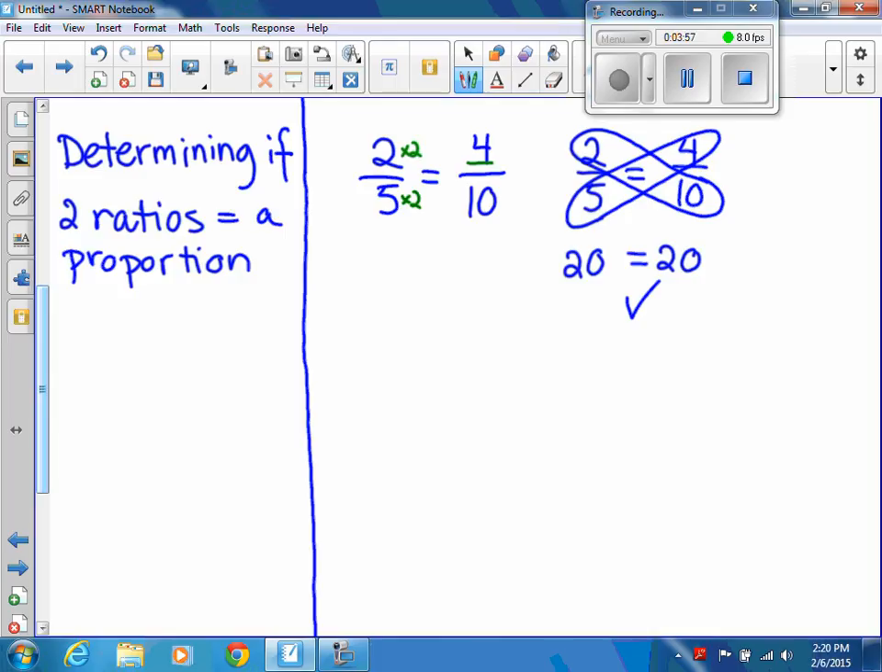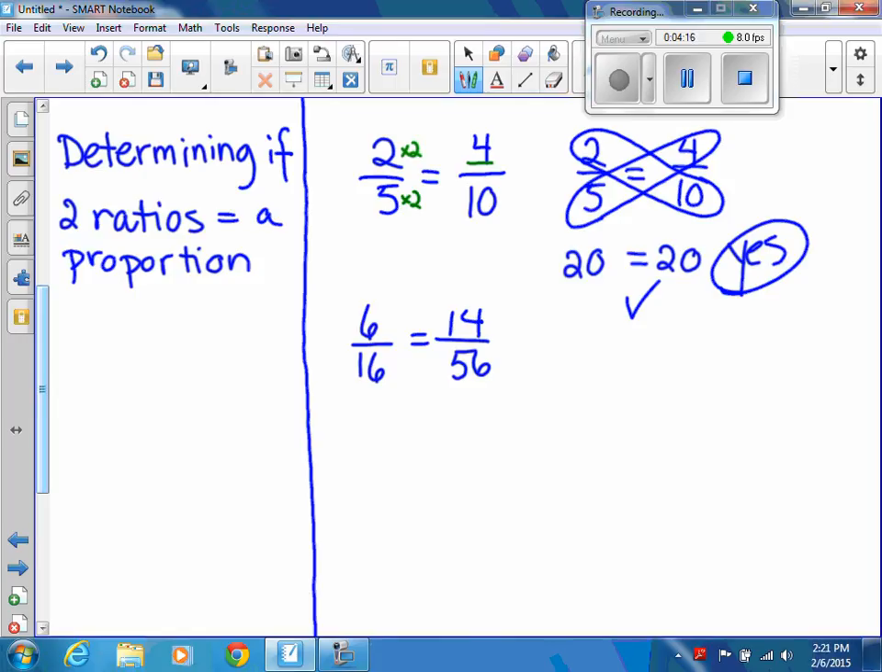Let's try another one. Let's take a look at this one here. We have 6 over 16 is equal to 14 over 56. And again, we're just saying yes it is or no it isn't. So actually I should go back here. This is yes, it's a proportion. On that one, it checked out. So we're going to see if this one is a proportion or not.